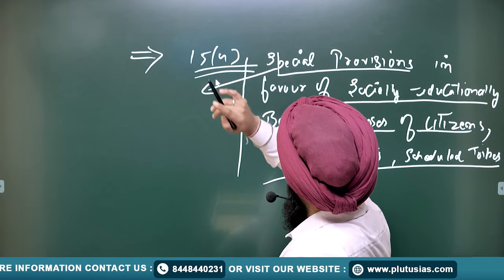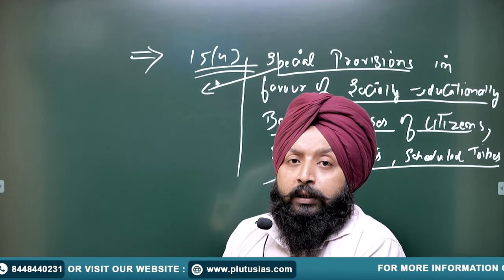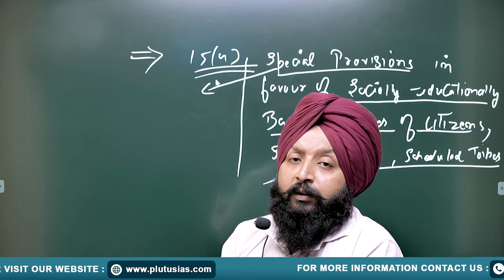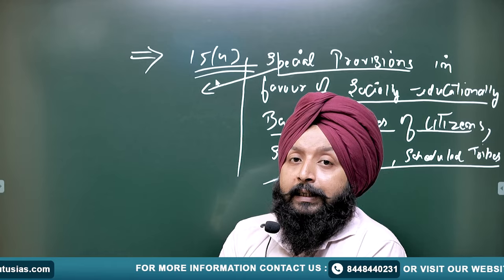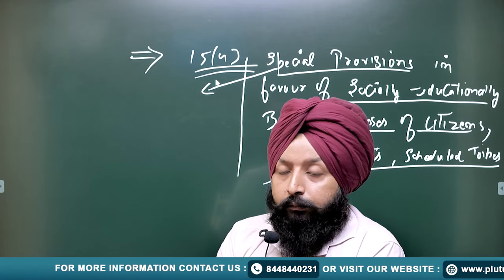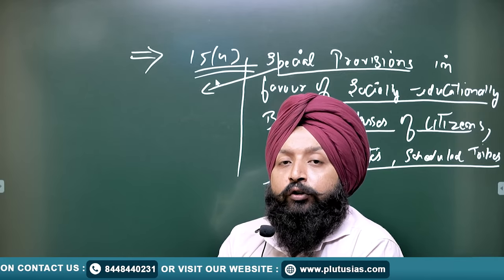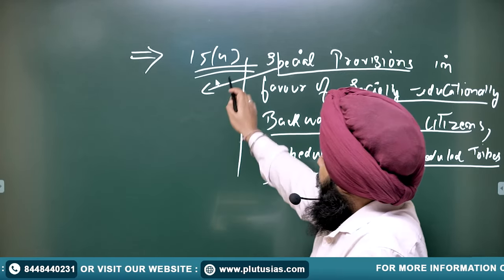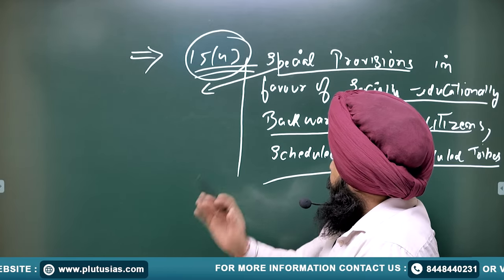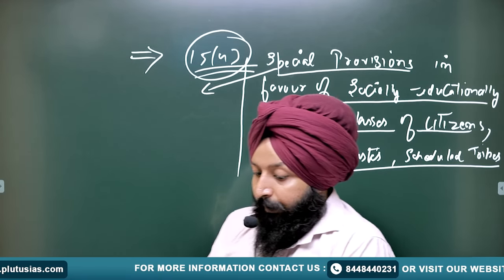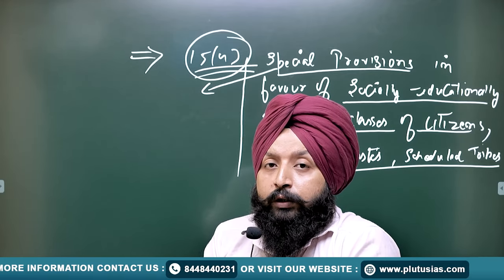So that means the state can provide special provisions in the form of reservations plus any other special provision. If the government feels that students belonging to SC and ST communities should be given special scholarships, that is possible, that is constitutionally valid under Article 15 Clause 4. Right?